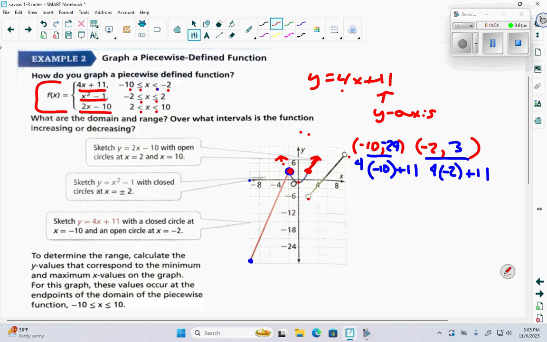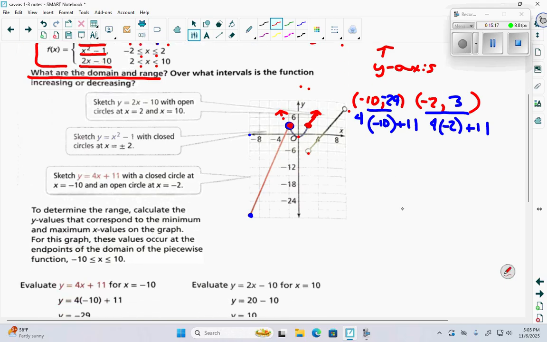Okay, so the next part says, what are the domains and ranges, over what intervals is the function increasing and decreasing? Okay, so now we're answering this part right here. Okay, so scrolling down a little bit with what's in this part of your book, and then we're just going to write little things. Oh gosh, my mouse is acting up. To determine the range, calculate the y values that correspond to the minimum and the maximum x values of the graph. For this graph, the values occur in the endpoints of the domain of the piecewise function.